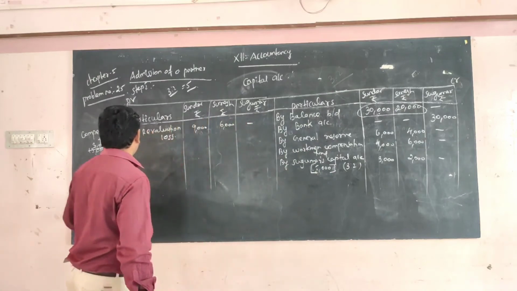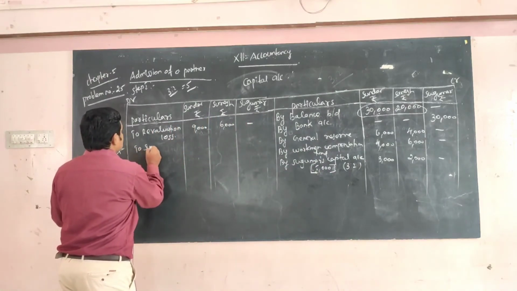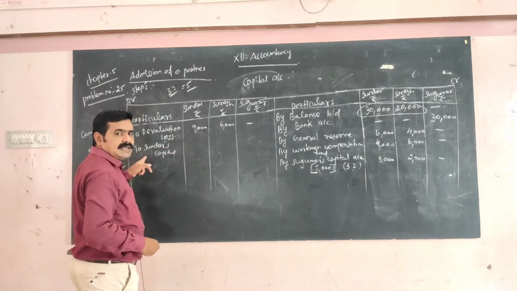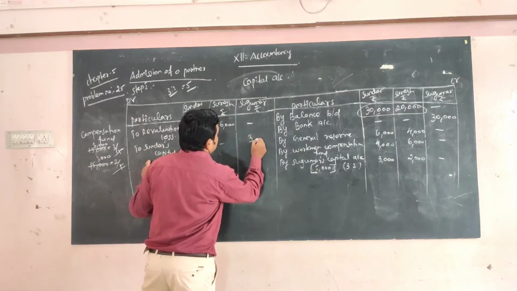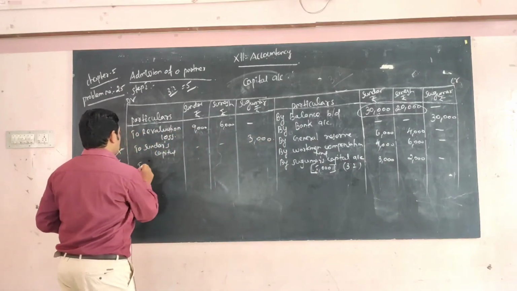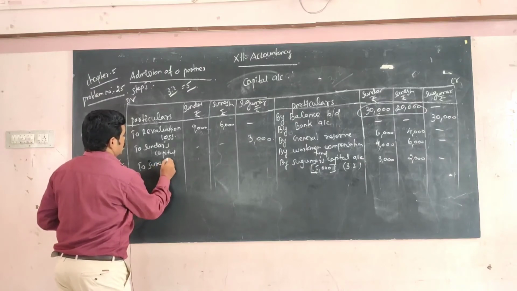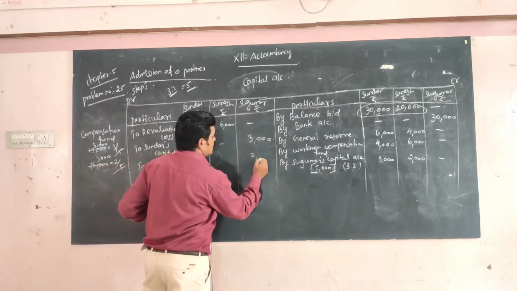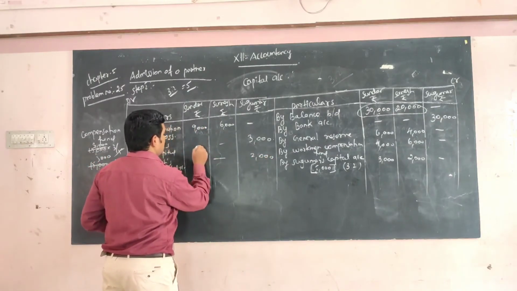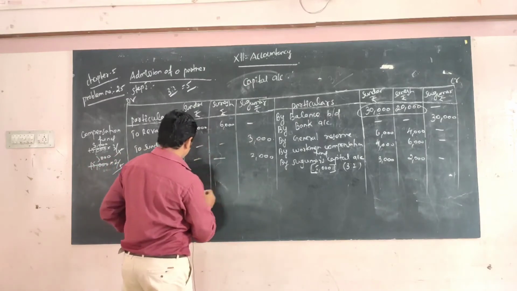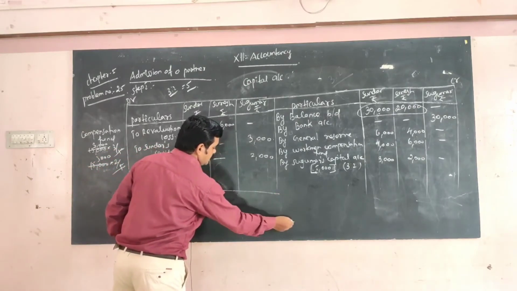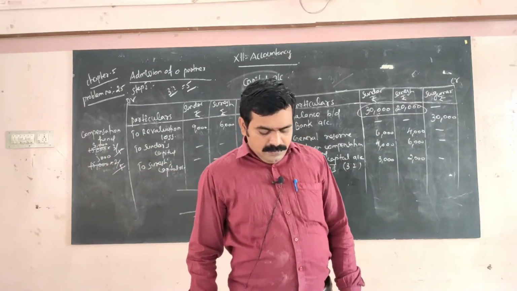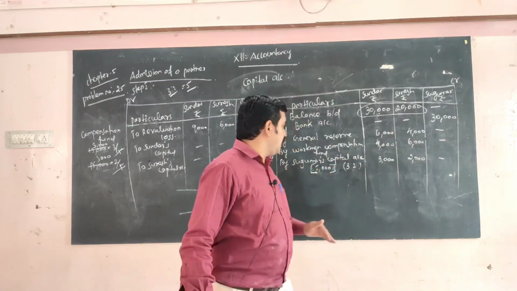Now to Sundar's capital, he is the giver of 3,000. Then to Suresh's capital account, 2,000. Okay, now finalize the amount.